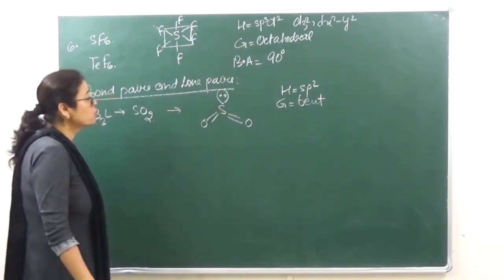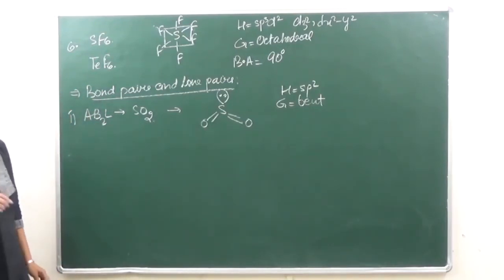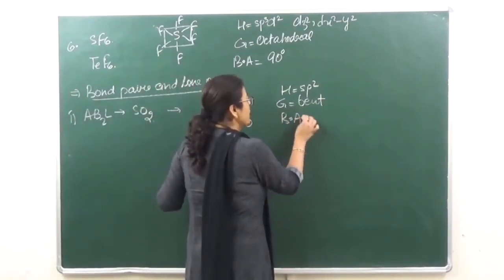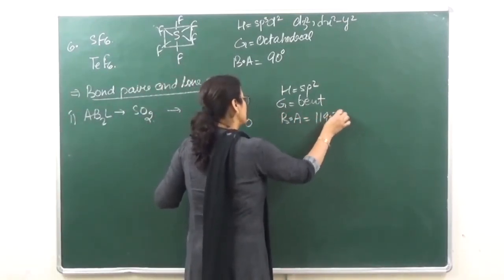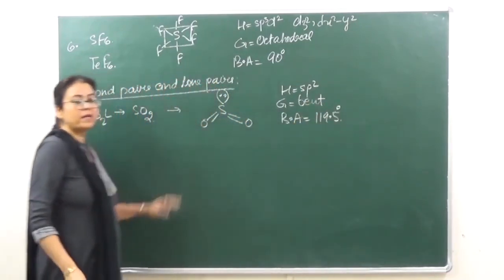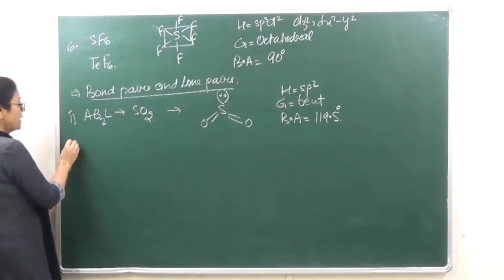ठीक है, फिर उसके बाद the bond angle will also be reduced a little. The bond angle in sp2 hybridization is 120, but over here the bond angle that is going to be 119.5 degrees.